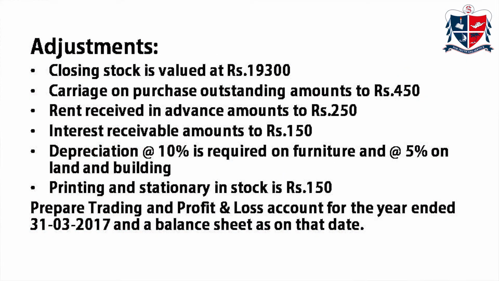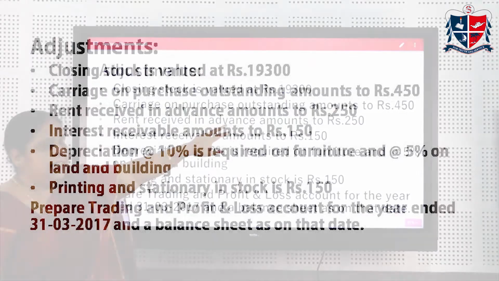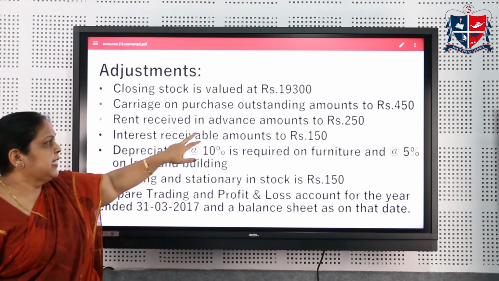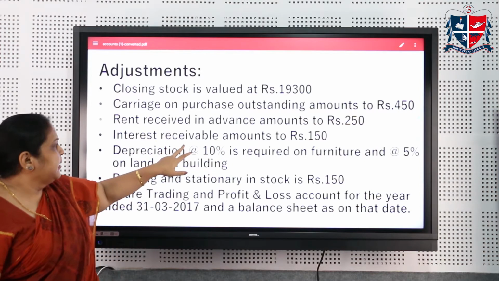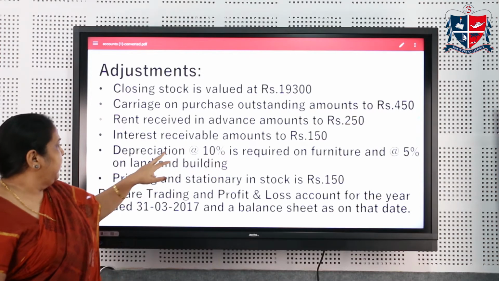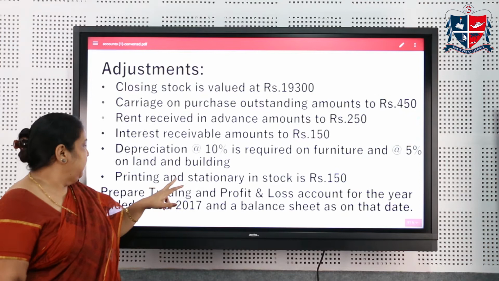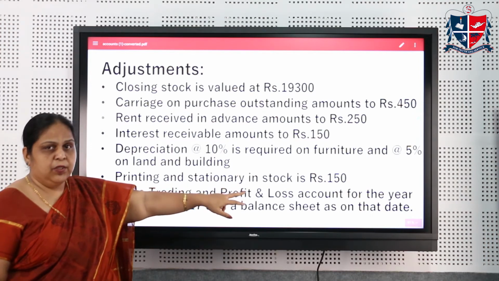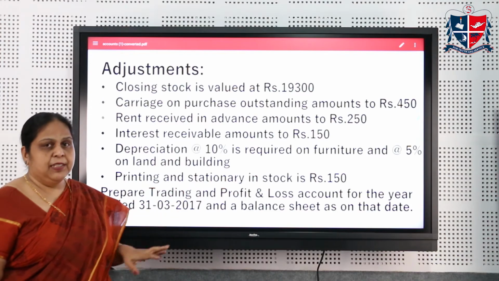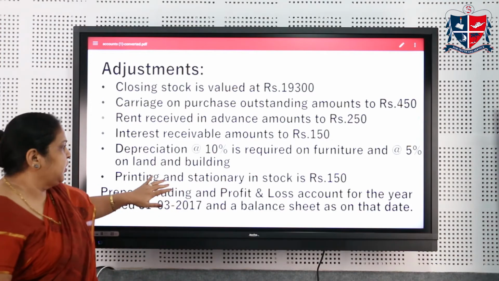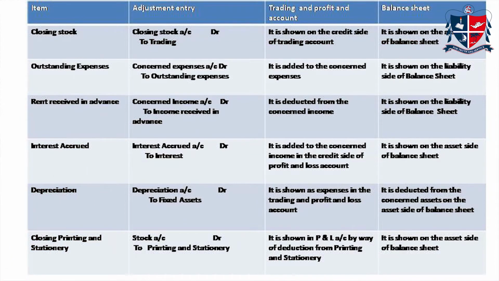The adjustments are, you have the closing stock which is valued 19,300, carriage on purchase, outstanding amount 450, rent received in advance 250, interest receivable rupees 150, depreciation 10% required on furniture, 5% on land and building, printing and stationery in stock, that is 150, and you're going to prepare the trading, profit and loss account and the balance sheet. So let us move. How are you going to treat each adjustment? The adjustment that is seen after the trial balance. So let us take the first one.